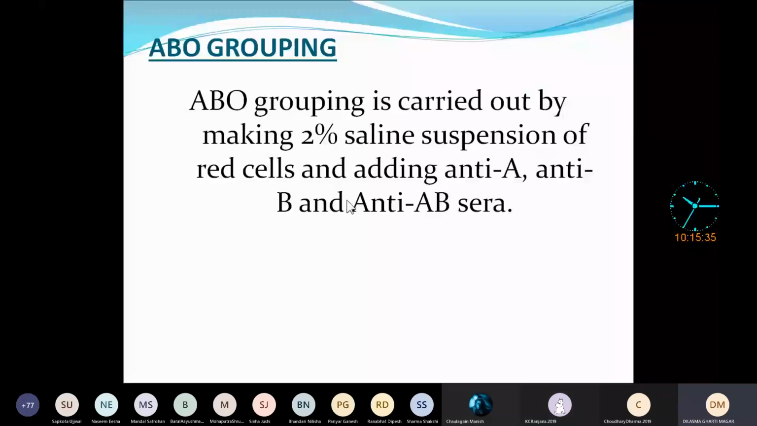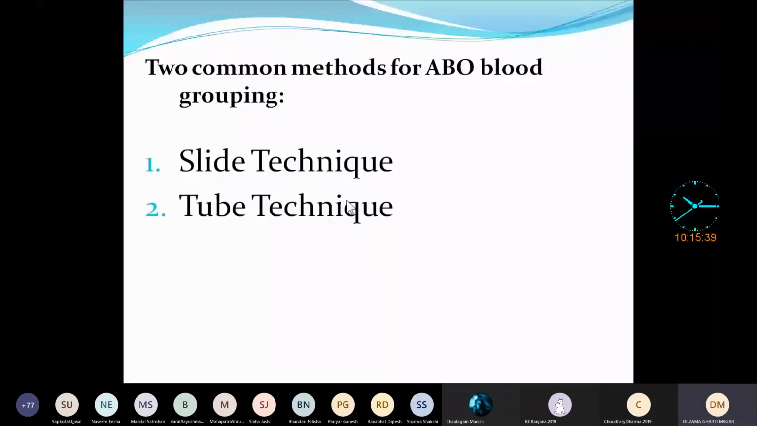Now you see here, there are two methods for the ABO blood grouping. One is the slide method and another is the tube technique or the tube method. Understood? So one is the slide technique and another one is the tube technique.